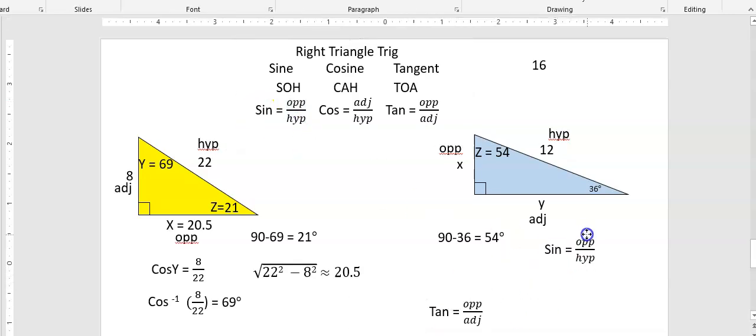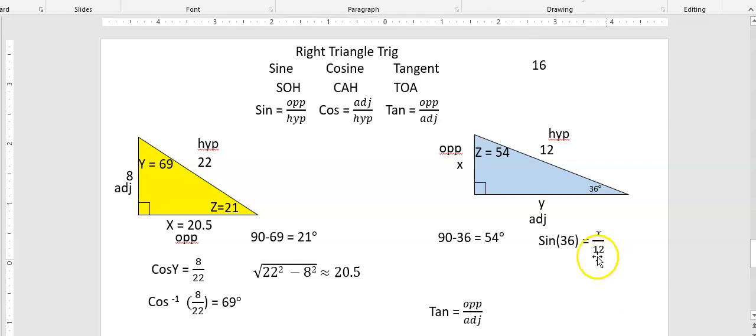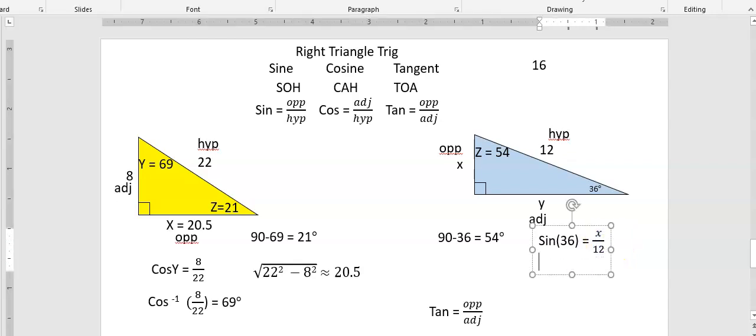So I'm going to grab this sine equation. I'm going to put 36 beside my trig function. So it's always trig function, degree measure, and then your ratio. So opposite is x, hypotenuse is 12. The way you want to solve this is basically it's a cross multiplying problem. And notice how the 12 is across from the sine of 36. So I'm going to rewrite this before I try to type anything into the calculator.